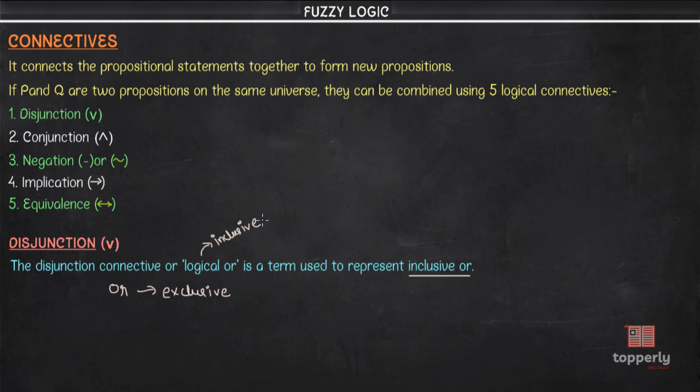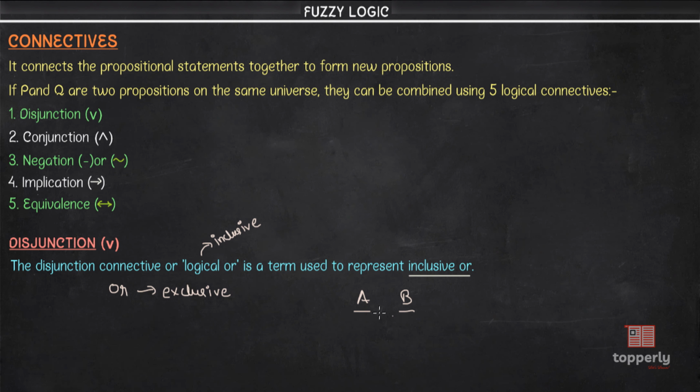So what is the difference between exclusive OR and inclusive OR? The main difference is that inclusive OR allows both possibilities as well as either of them. For example, if we have two variables A and B, then in the case of inclusive OR, if either A is true or B is true, or if both A and B are true, then the final statement value will be true.